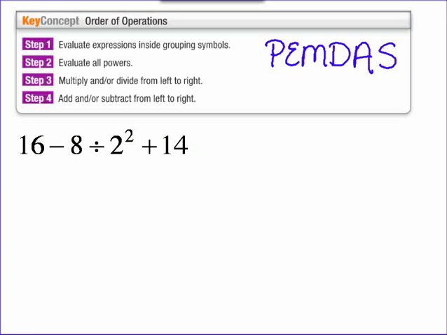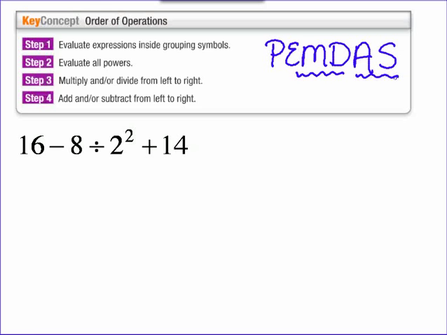P means parentheses. Exponents. Multiply, divide, add, subtract. Now understand that multiplication and division are on the same level, and addition and subtraction are on the same level. How you determine what you do first is you always work left to right.